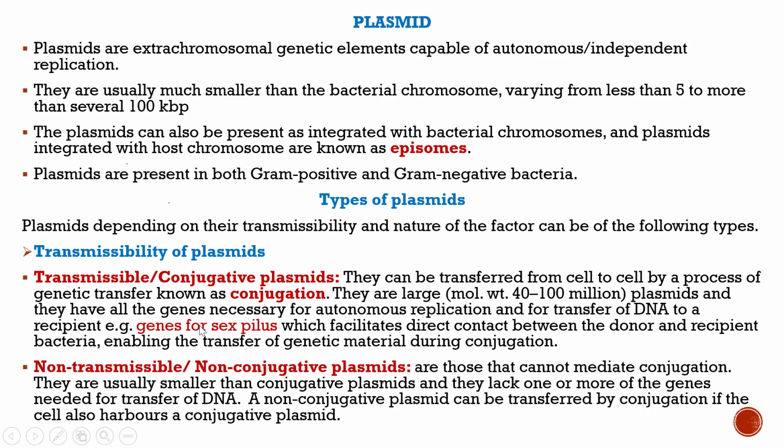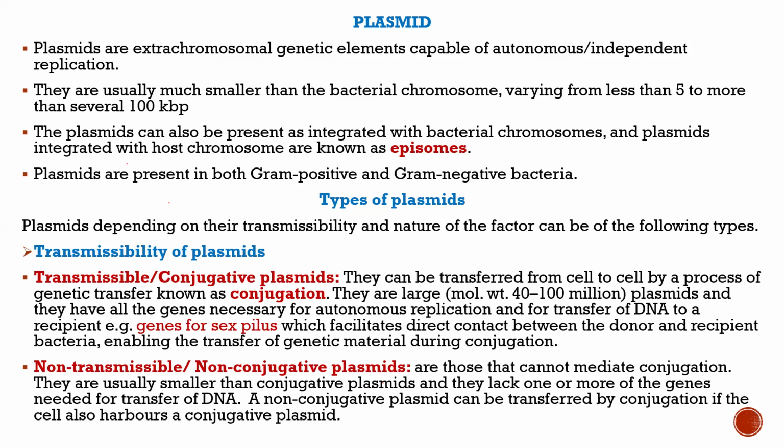An example of this is genes for the sex pilus, which facilitate direct contact between the donor and the recipient bacteria, enabling the transfer of genetic material during conjugation. So what I'm talking about is that transmissible or conjugative plasmids are the ones that can be transferred from one bacterium to another, just like the name. So they do this through conjugation, and we explained that conjugation involves the direct contact between a recipient and the donor, right? So the donor is the one that's able to transfer the DNA material to the recipient.